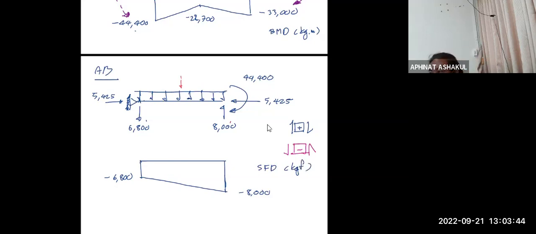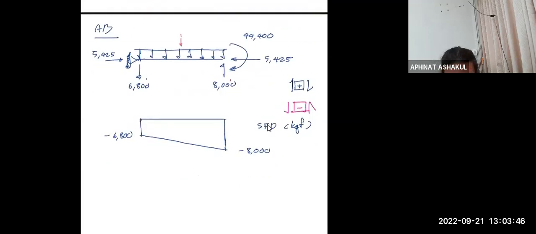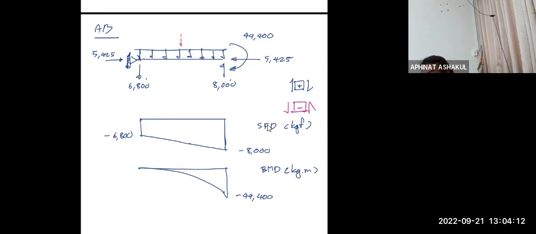Right? And we move on to the bending moment diagram. Straightforward enough. This is the slope. So your bending moment diagram will be like that. Simple stuff.